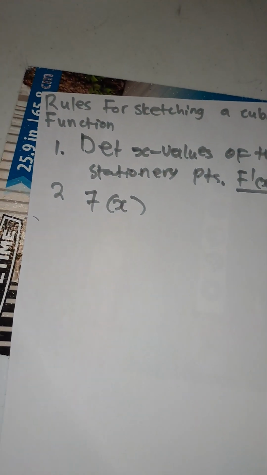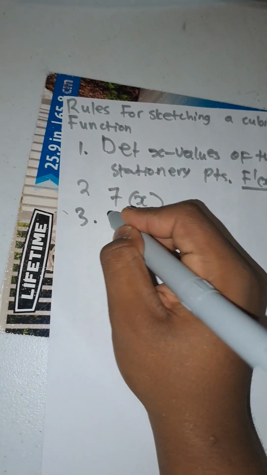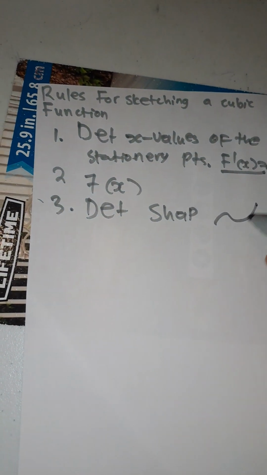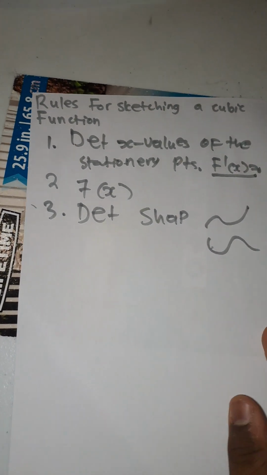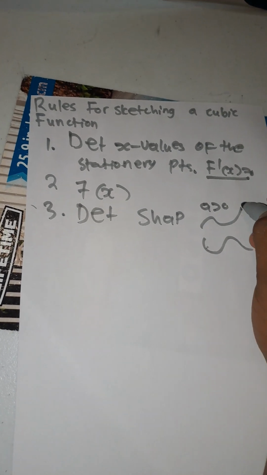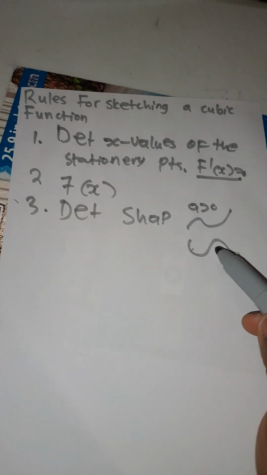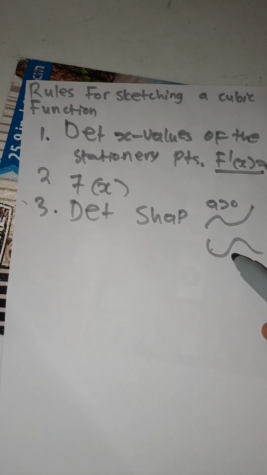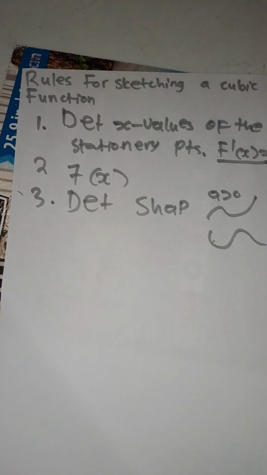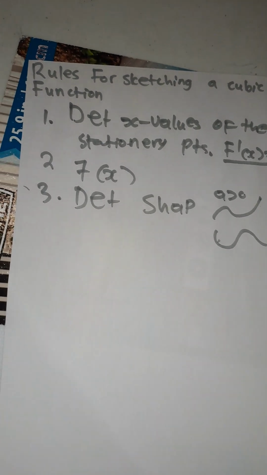Okay, I hope you understand me. And then number 3, determine the shape, whether it is positive or negative. So if my a is greater than 0, it is positive, it is this one. If my a is less than 0, it is this one. Okay, I hope you understand me. Then you determine your x and y intercepts, and then just like that.